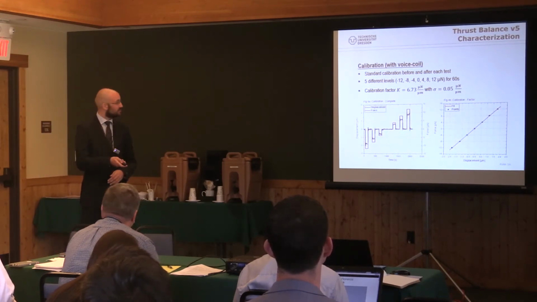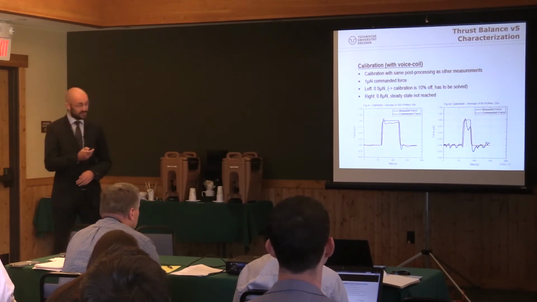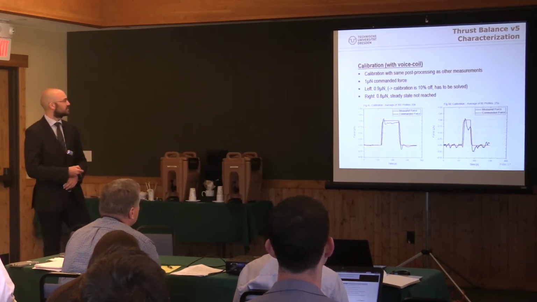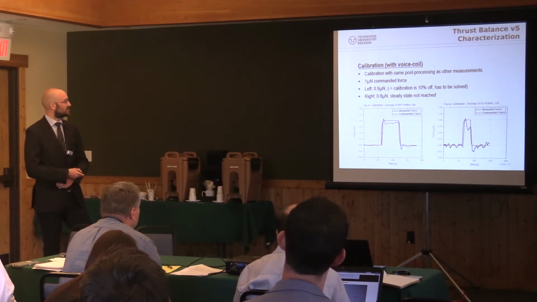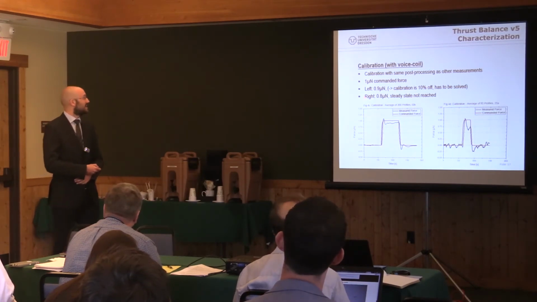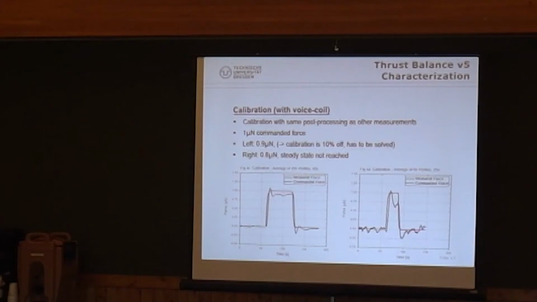To verify this, I did 200 measurements where I commanded 1 micronewton of force. So this is the response. For some reason, and I'm not very certain why, I only get 0.9 micronewton. So I have a 10% error in my measurement, and I'm not sure why, because the calibration before and after show the same calibration factor. So it should show 1. Yeah, it's weird.